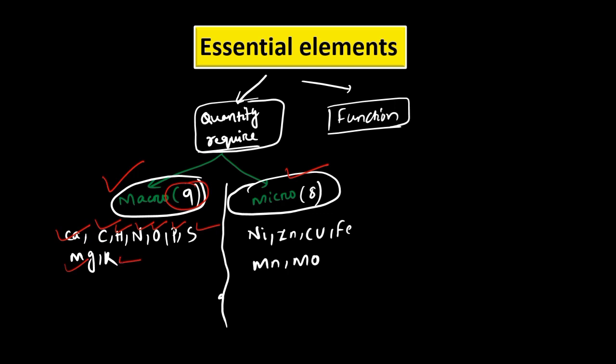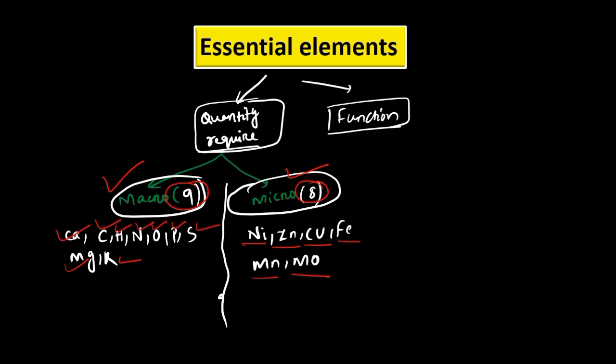As for micro elements, there are eight: nickel, zinc, copper, iron, manganese and molybdenum. So these are divided into micro and macro, where you see that macro are 9 and micro are 8.